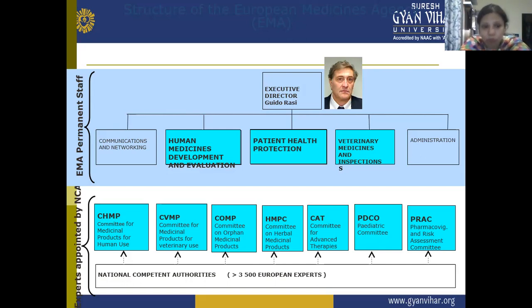That is regulatory affairs lecture 3. Now the CHMP is the Committee for Medicinal Products for Human Use. Second is CVMP, the Committee for Medicinal Products for Veterinary Use. COMP is the Committee on Orphan Medicinal Products. All the orphan products are included in the EMA, so that's why the Committee for Orphan Medicinal Products is also there. After that HMPC is the Committee on Herbal Medicinal Products. Then CAT is the Committee for Advanced Therapies. Then PDCO is the Pediatric Committee. PRAC is the Pharmacovigilance and Risk Assessment Committee. So here you can see there are seven committees in the EMA.